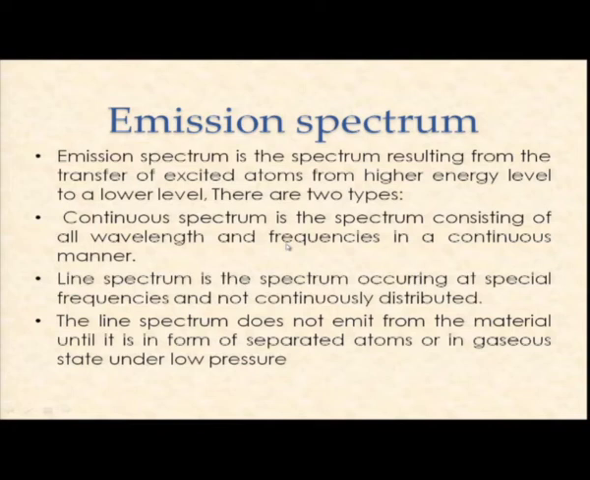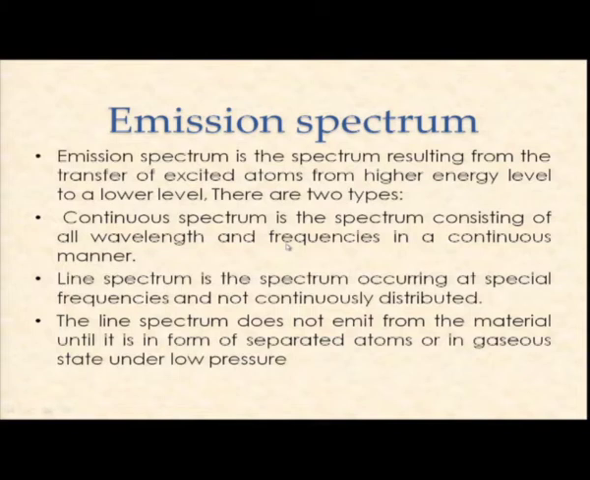Coming to the emission spectrum, it is the spectrum resulting from the transition of excited atoms from a higher energy level to a lower energy level. There are two types of emission spectra: continuous emission spectrum and line emission spectrum. A continuous emission spectrum consists of all wavelengths and frequencies in a continuous manner. You can't see any gap between two wavelengths. Continuity will be there in that spectrum. This is also called a band spectrum. A band of colors will be there.